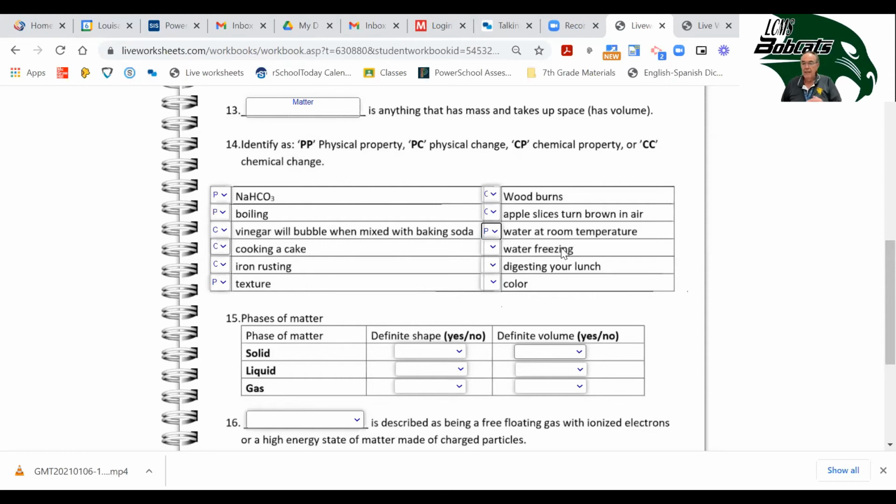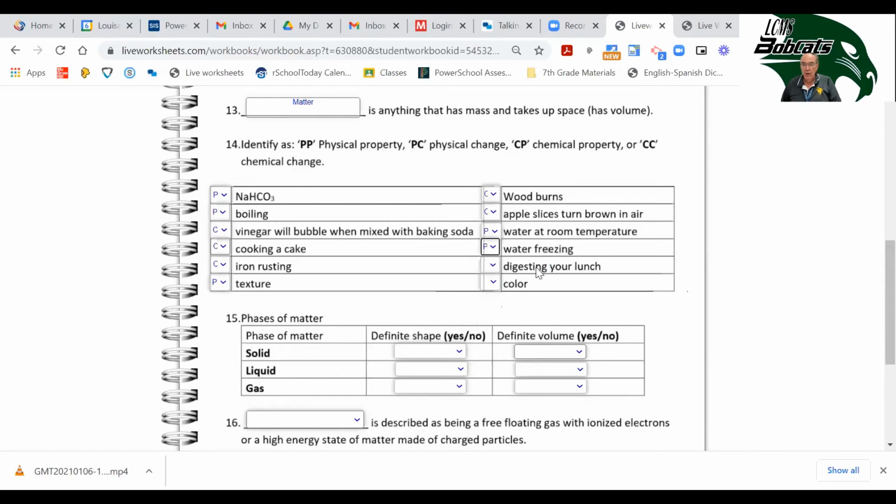Water freezing, this again is an action word. This is happening, so it's a change. Is it making a new substance? No. Liquid water is H2O. Ice, frozen water, is H2O. So this is physical, but it's happening. So this is a physical change.